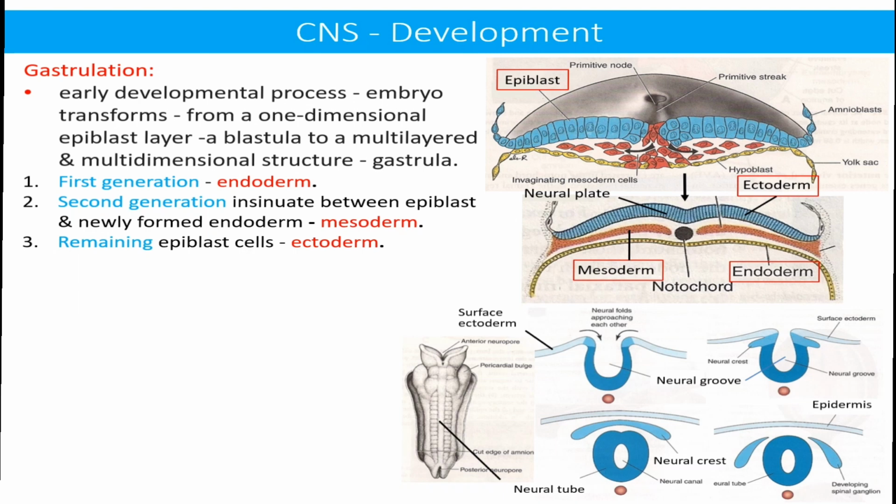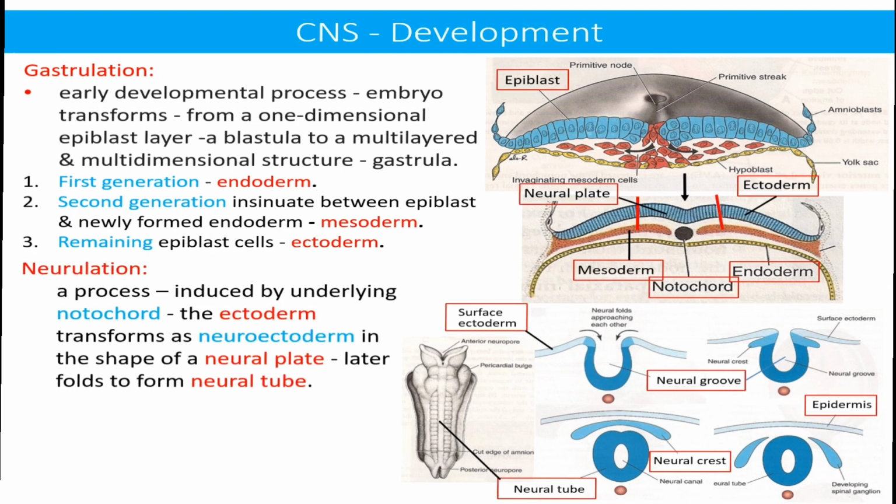They invaginate through the primitive streak, and the first generation of these invaginated cells settle as the endoderm. The second generation insinuate between the epiblast and newly formed endoderm as the mesoderm. The remaining cells of the epiblast layer transform themselves as the ectoderm, which then forms the central nervous system through the process of neurulation.